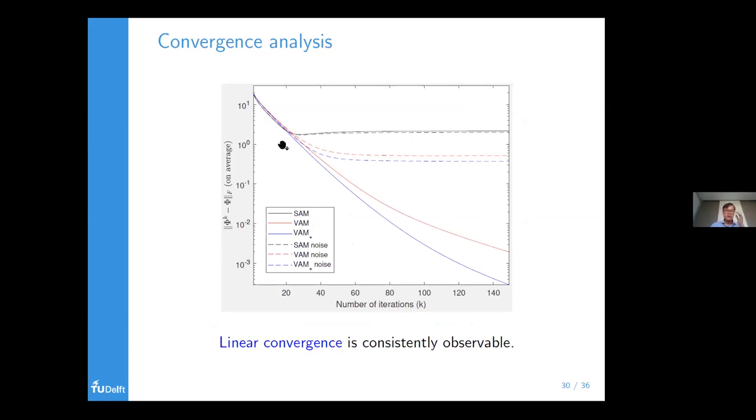Linear convergence of the alternating projection is also consistently observed in the last figure. These two curves are for the case without noise. We only show the first 150 iterations, and if we go further, we still observe a straight line in this direction. And here is the case with noise, and the algorithms also behave well, as expected.